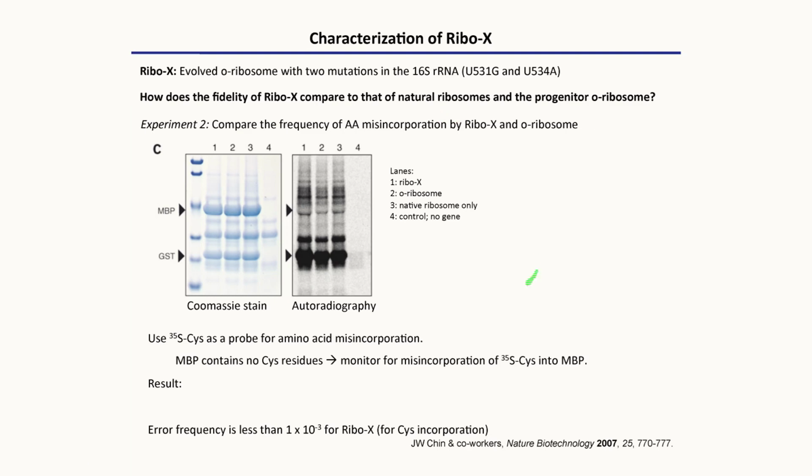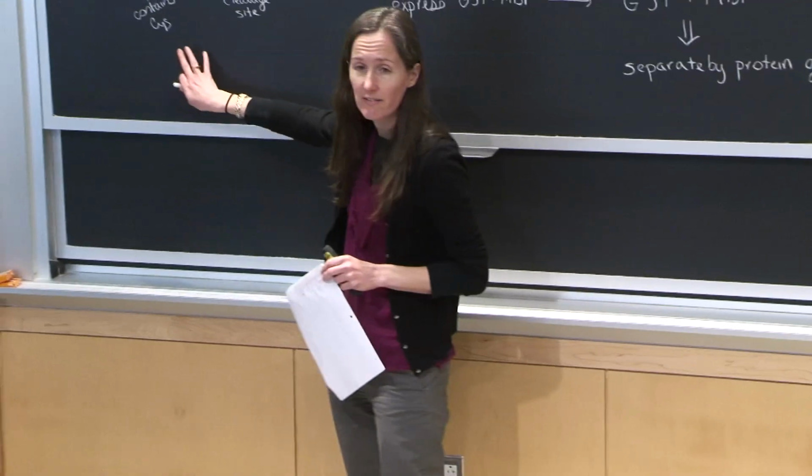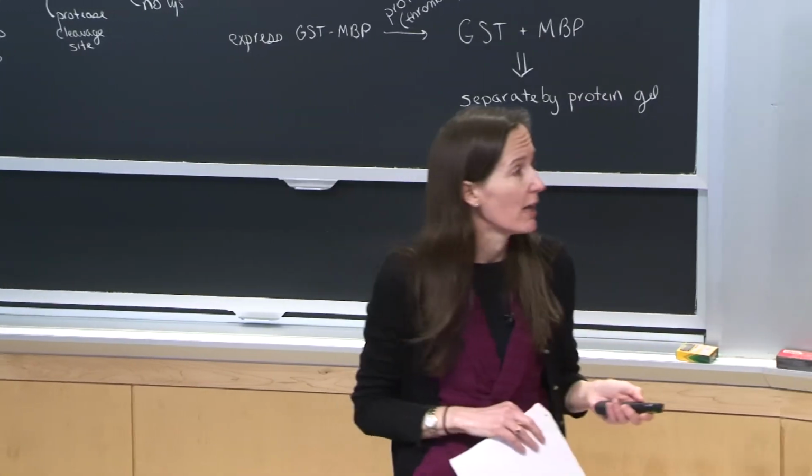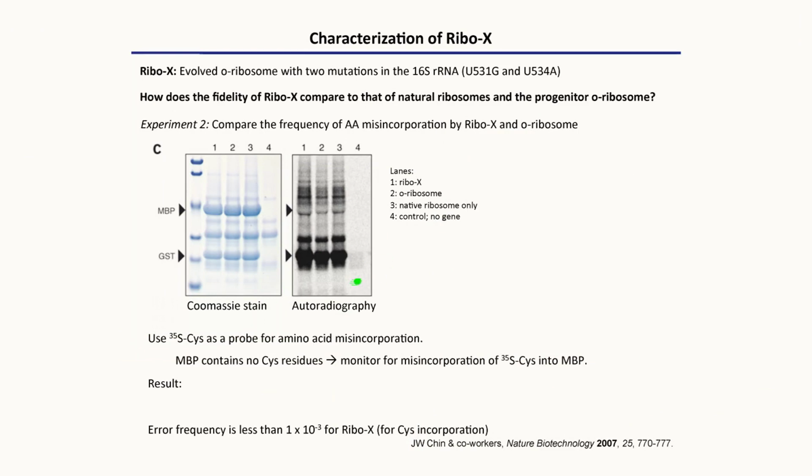So what does the gel on the right show? So where do we see radioactivity? Mostly at GST, but then it looks like there's a lot of background. Yeah. Do we expect background? Where might the background come from? Right, so we see a strong band here, right? And this is at the same place as where we see GST. So that's a good indication, right? We know that there's cysteines in GST, so we should see a band here. So what about background, and what about MBP?